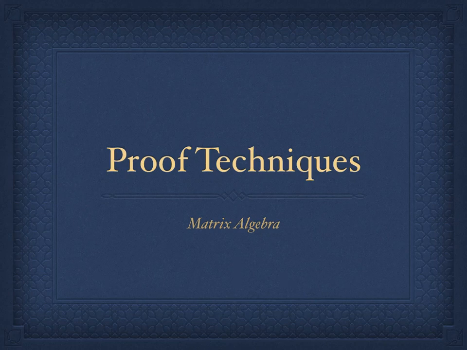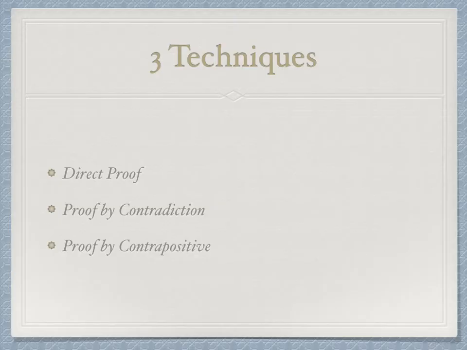This figure shows the three proof techniques that are commonly used in matrix algebra. The three techniques are: first, direct proof; second, proof by contradiction; and third, proof by contrapositive.